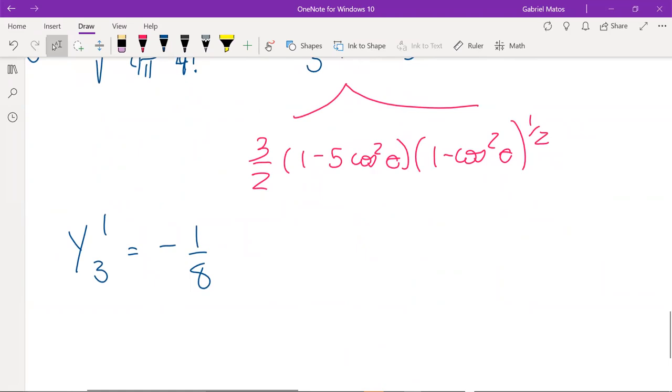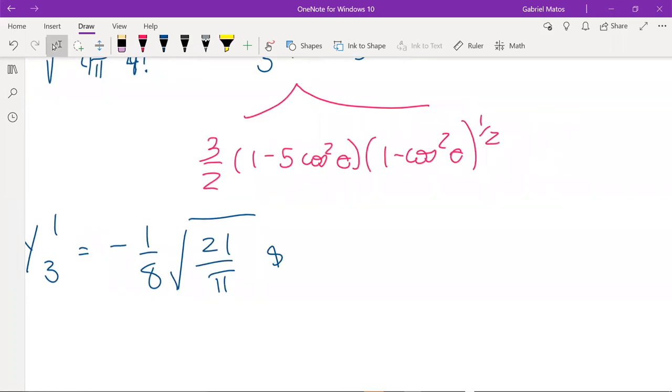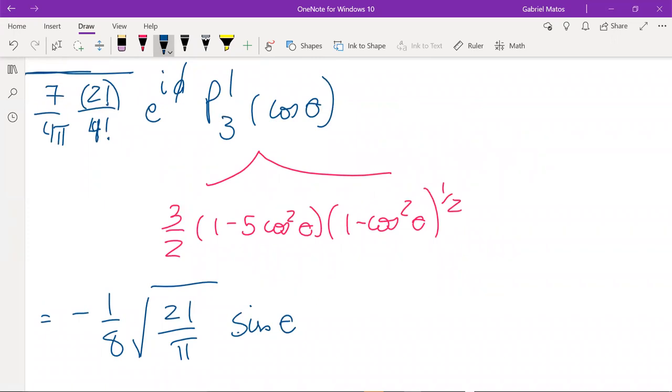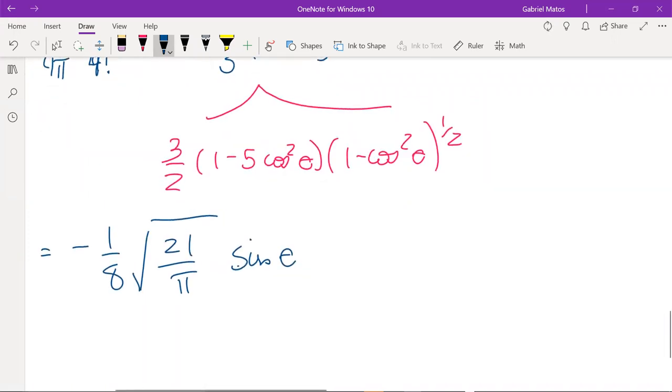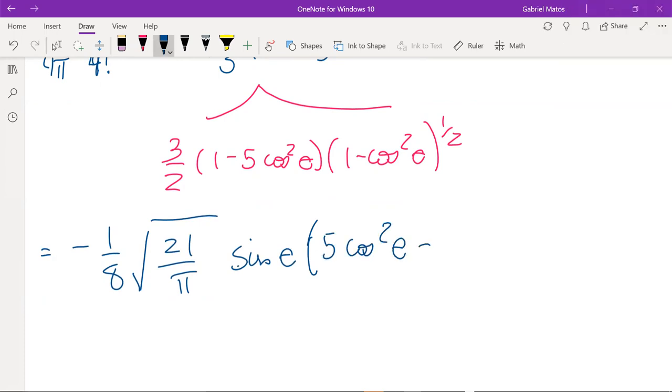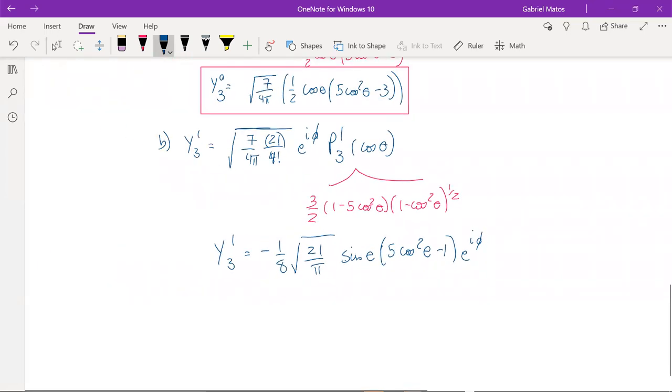I'm taking out a minus sign from over here, just flipping this so that it looks like what's usually tabulated. So 21 over 64 pi. I'm going to get a sine of theta, because 1 minus cosine squared of theta is sine squared of theta, and taking the square root gives just sine of theta. Then 5 cosine squared of theta minus 1, and we get an e to the i phi. So that's Y31.